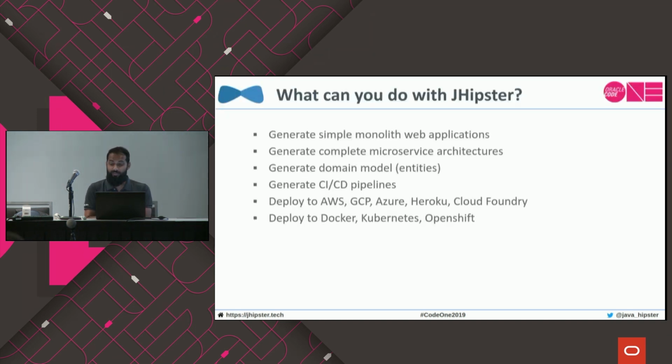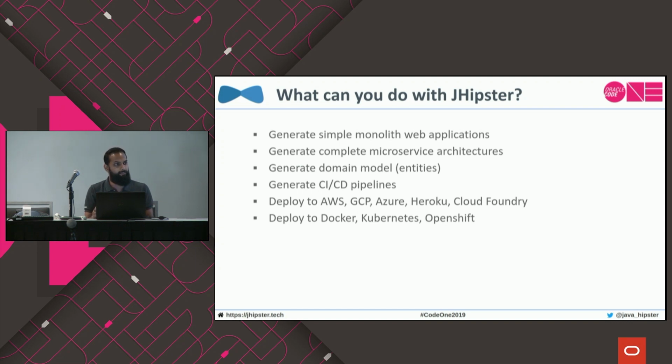So what JHipster can do now for you is build simple monolithic web applications, full-fledged and production-ready, with unit testing, integration testing, Sonar integrations, whatever you would normally require to get up and running on a greenfield project, for example. It can create complex microservice architectures. That is something that we will see today. It can create entities and domain models for the applications, either monolithic or microservice.